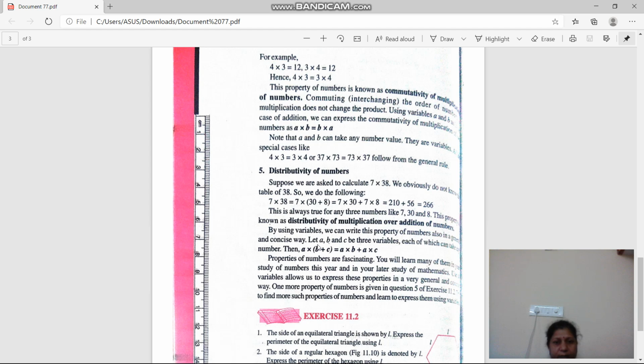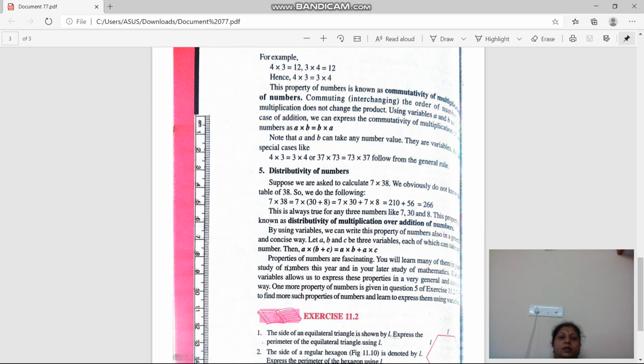Okay, so let's see. A, B, C are the three variables. Each of them can take any number. Okay, then what will be the rule? See here, A multiplied by (B plus C) means A multiplied by B plus A multiplied by C. Okay, you can take any three digits, instead of taking A, B and C, you can take any three digits which do not depend on each other, and you can check this rule. We can see that it is followed.